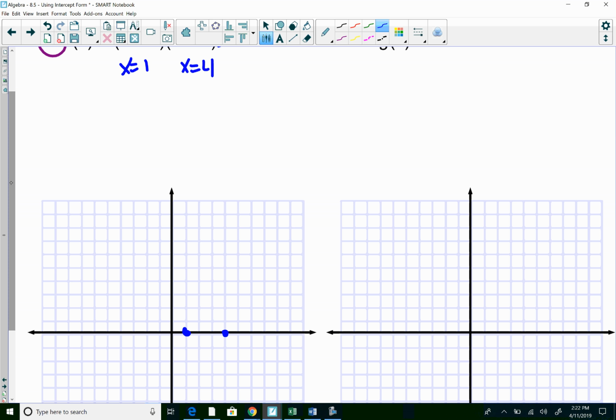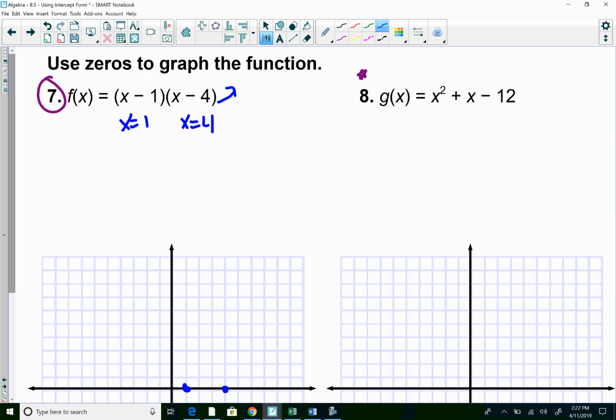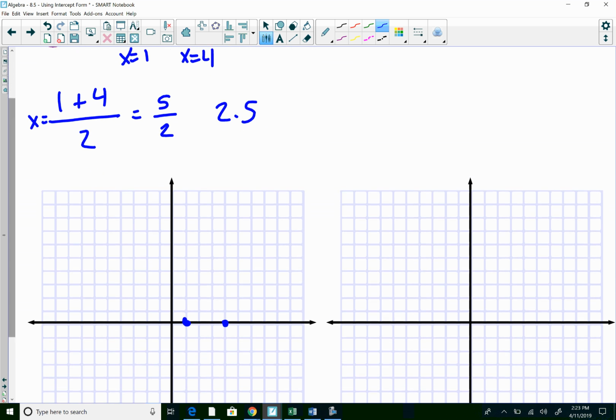Remember, for intercept form, in order to find the axis of symmetry, you're just taking your 2 values, your p value and your q value. So that's p, that's q. You're adding the 2 together and then dividing by 2. So that would be 5/2, or if you want to say 2.5, it really doesn't make a huge difference. So I'm going to go ahead, I'm going to plot that axis of symmetry really quick. 1, 2, 2.5.